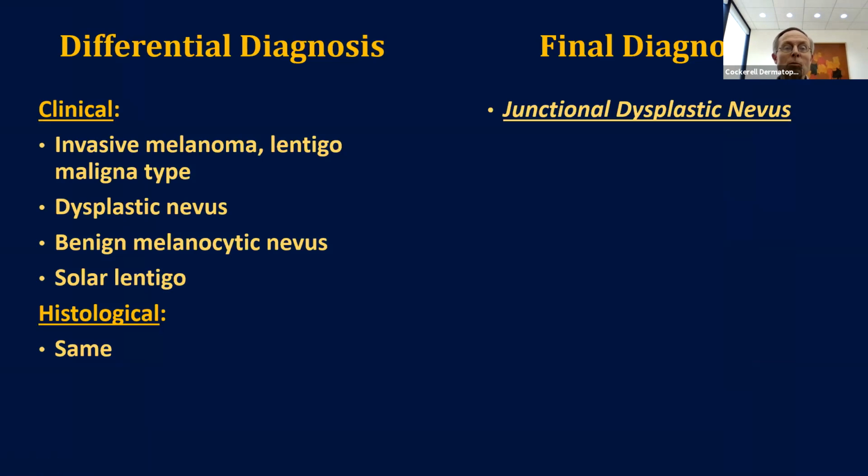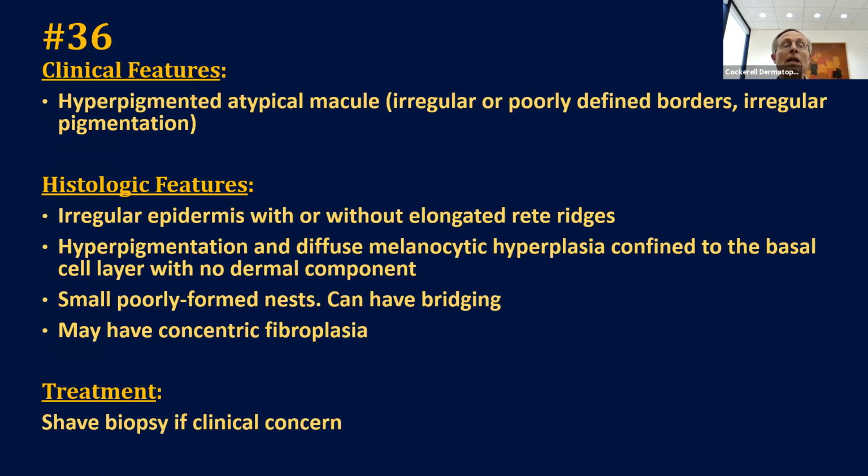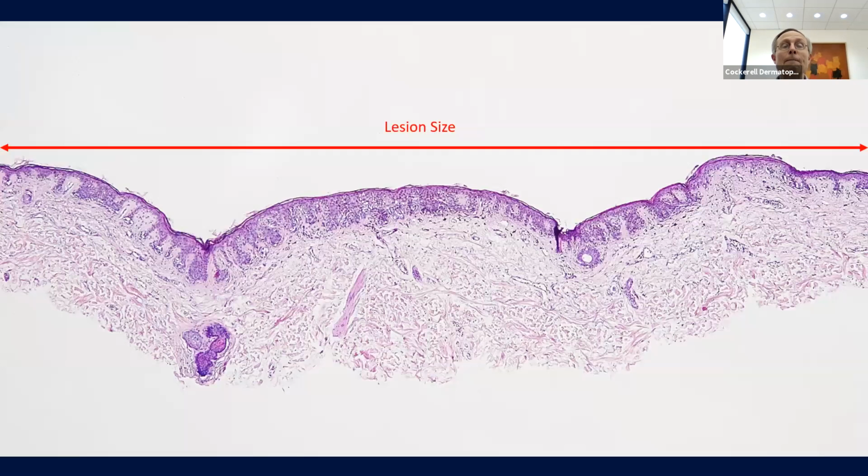So again, looks kind of like maybe a lentigo, maybe evolving melanoma in situ. This was a junctional dysplastic nevus in this case. Again, small, mostly nested, most cells at the junction. Differential diagnosis obviously would include melanoma in situ. I think we have one of those coming up right now. So here we've got one that's a lot larger than we had before.